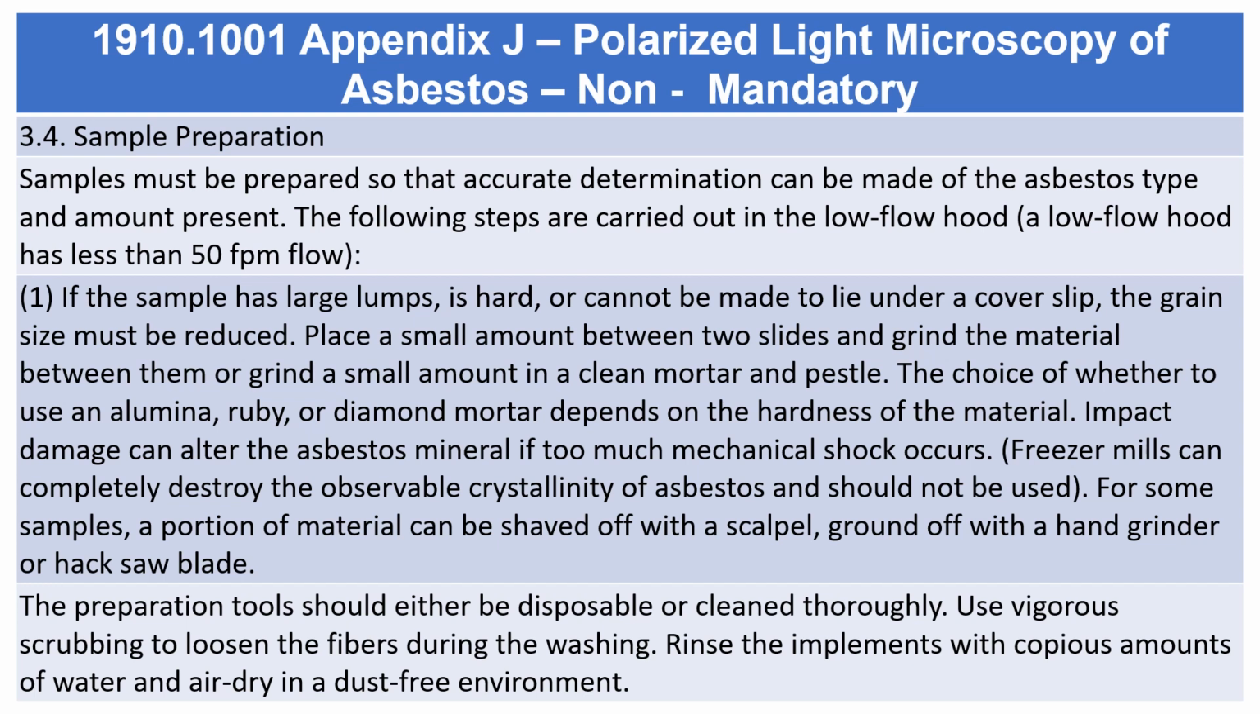Freezer mills can completely destroy the observable crystallinity of asbestos and should not be used. For some samples, a portion of material can be shaved off with a scalpel, ground off with a hand grinder or hacksaw blade. The preparation tools should either be disposable or cleaned thoroughly. Use vigorous scrubbing to loosen the fibers during the washing. Rinse the implements with copious amounts of water and air dry in a dust-free environment.